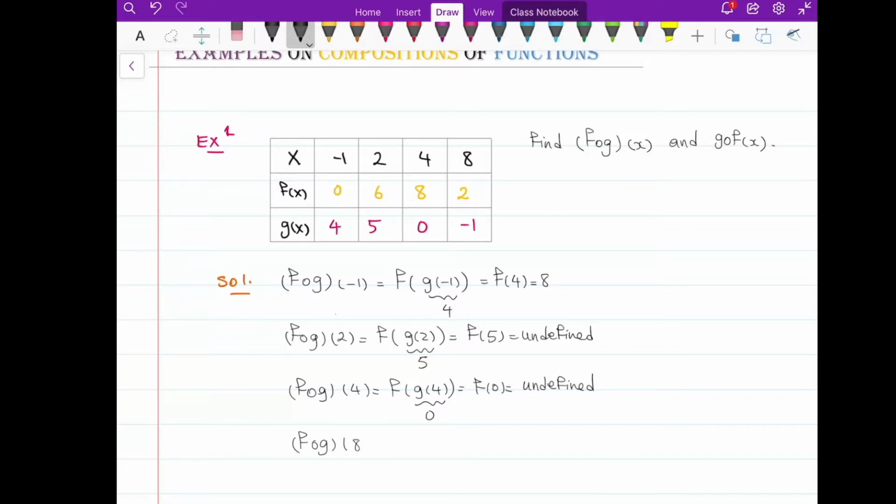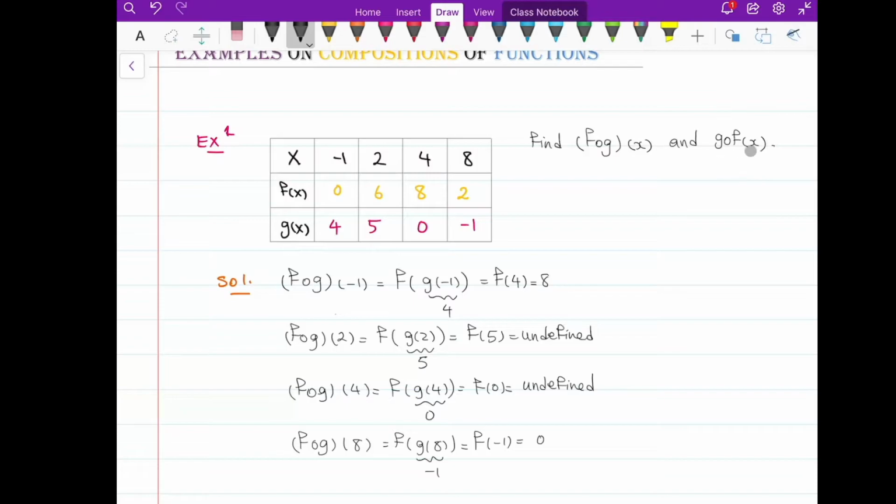f∘g at 8. It would be f of g of 8. G at the point 8 is equal to -1. Now I need to find f of -1. F at -1 is equal to 0. Very good. We found f∘g for all of -1, 2, 4, and 8.